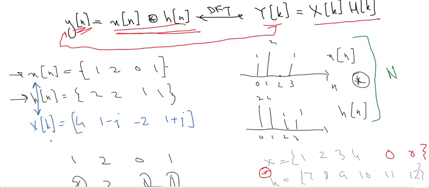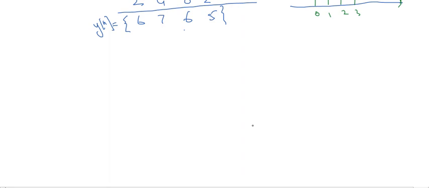And for this h of n, which I represented with h in the previous lecture, this h of k was equal to 6, 1 minus j, 0, 1 plus j. We have done this in the previous lecture. So let us apply this property. According to this property, we have to multiply both x of k and h of k. So this y of k will be equal to x of k and h of k.